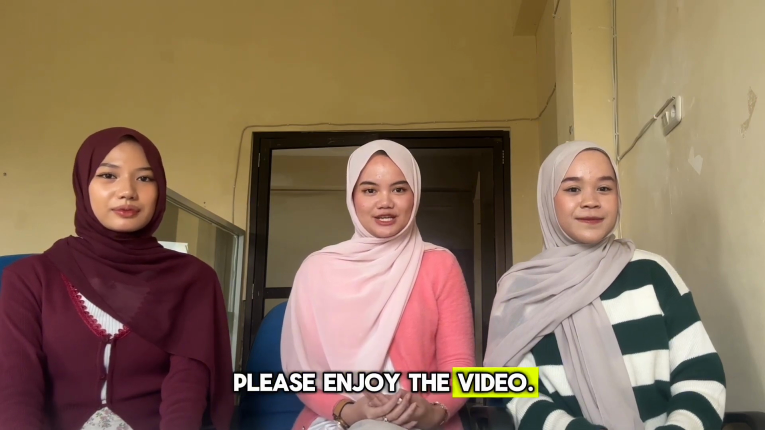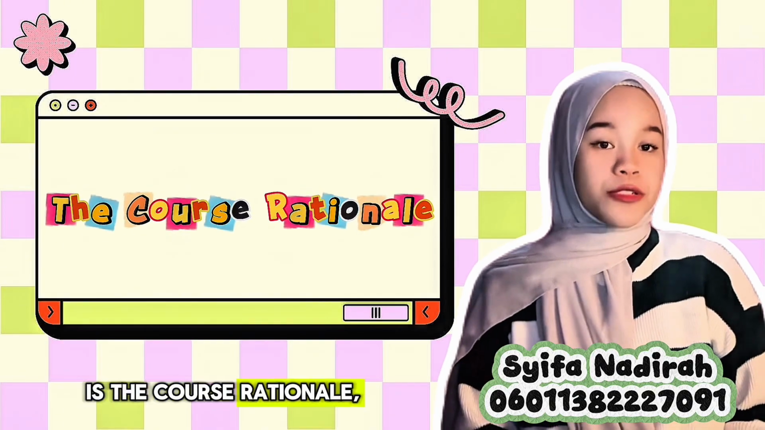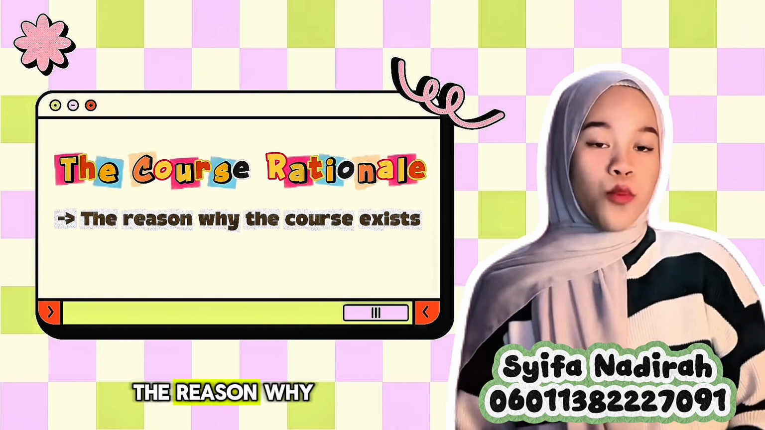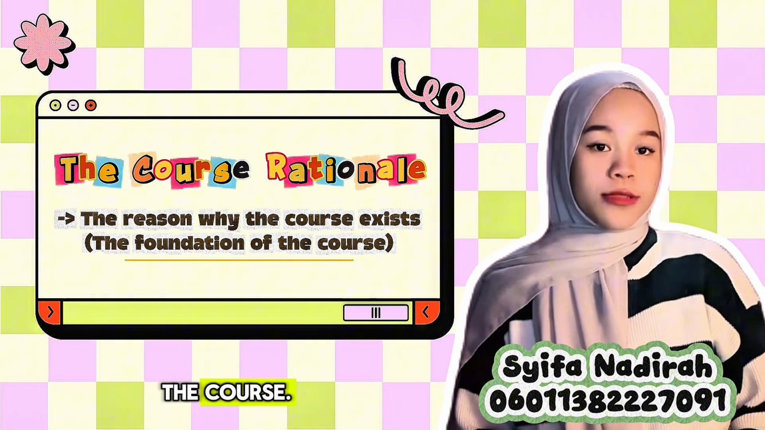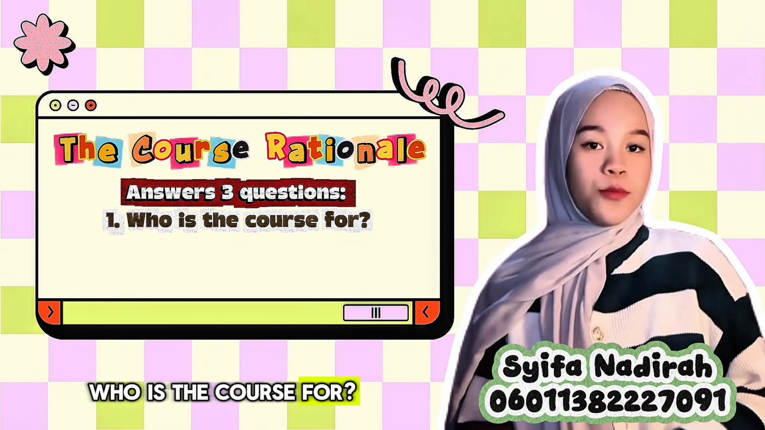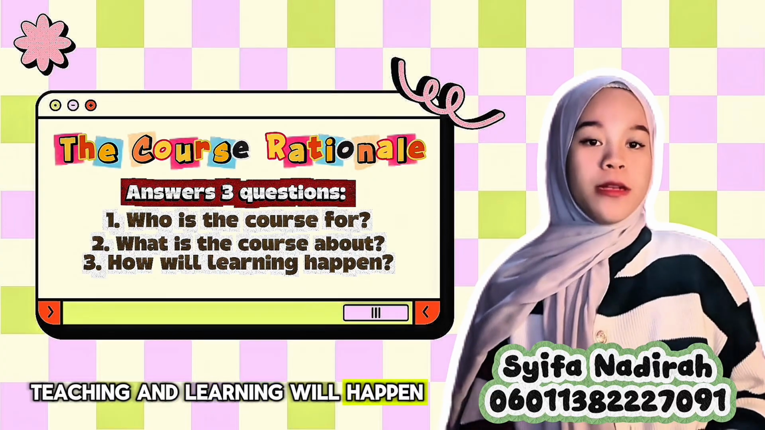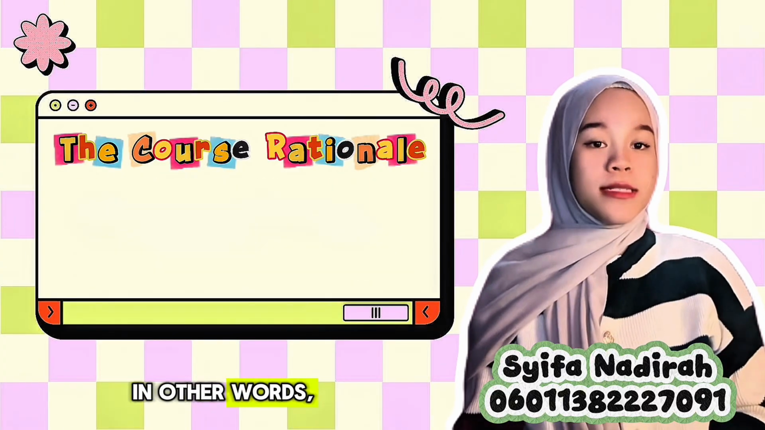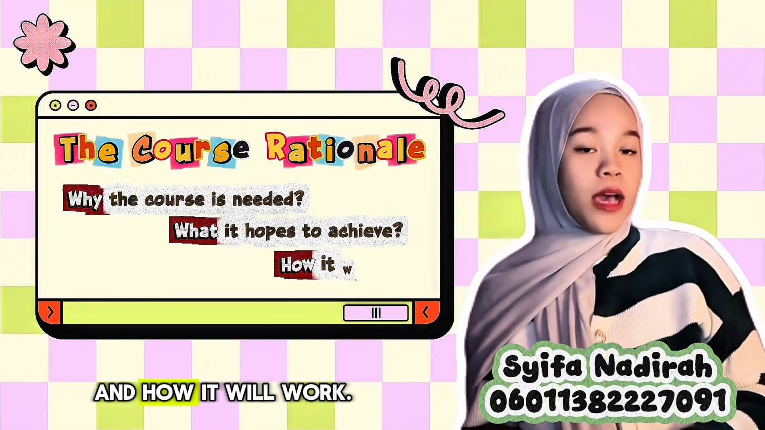Please enjoy the video. When planning a course, the first thing to think about is the course rationale, which is basically the reason why the course exists. It is like the introduction or the foundation of the course. The rationale answers three important questions. Who is the course for? What is the course about? And what kind of teaching and learning will happen during the course? In other words, it explains why the course is needed, what it hopes to achieve, and how it will work.